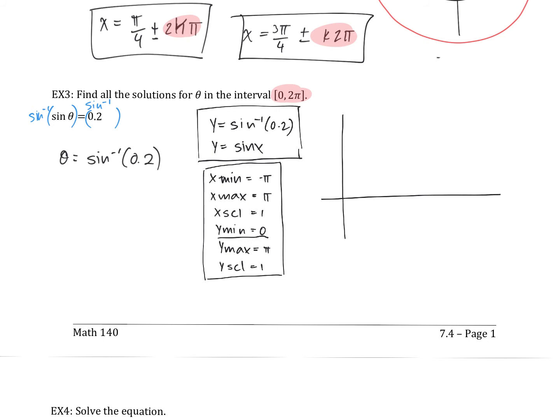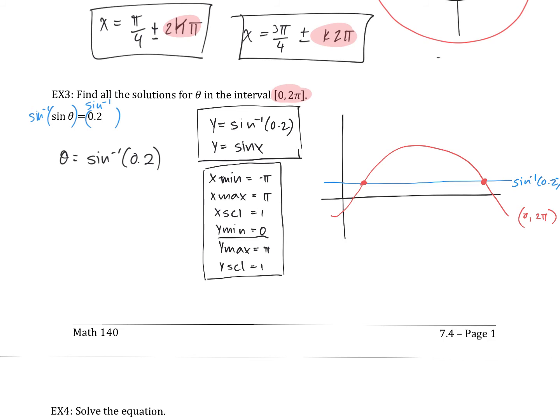Okay, so when we go ahead and graph that, we'll get this, which is going to be the sine inverse of 0.2, and then I have my sine value, which will end up looking something like that. These 2 points. So I want to figure out what those two are, because that is within our 0 to 2 pi values. Okay, so what would those be?